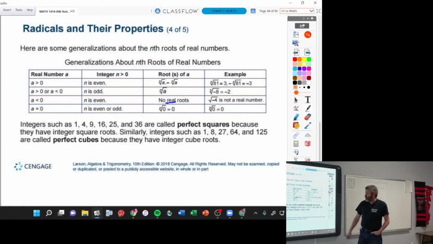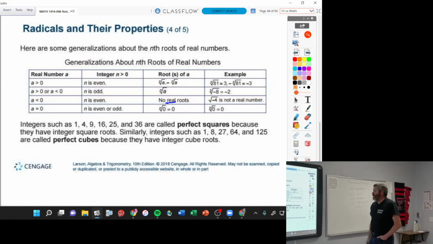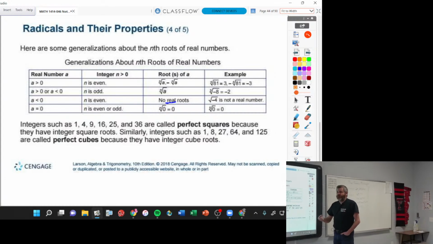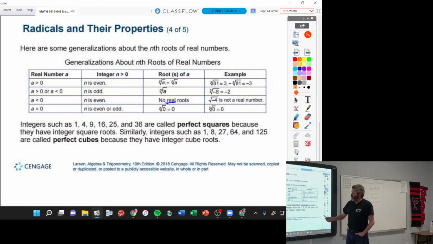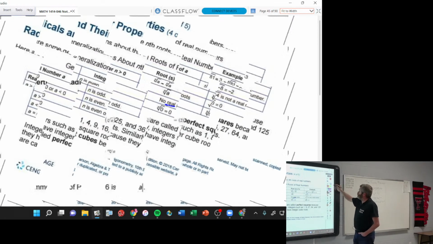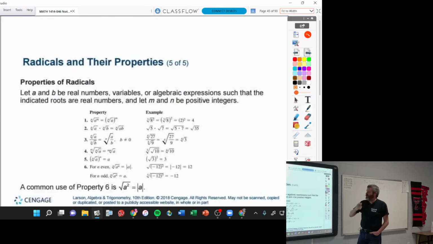Know your perfect cubes. The numbers 1, 8, 27, 64, 125 are perfect cubes because there is some integer which, multiplied together 3 times, will get you 1, 8, 27, 64, 125, and so on.